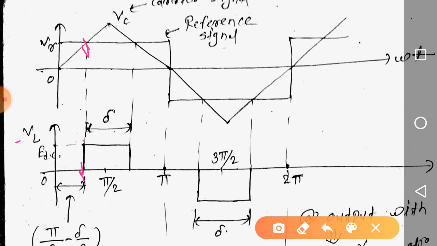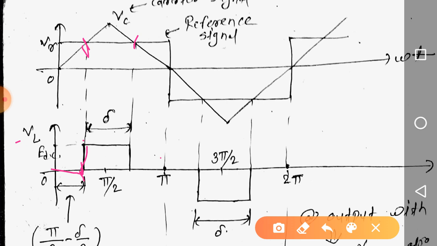And when VC is less than VR, trigger pulses are not generated, means your switches S1, S2, S3, S4 all will be in the off state, so that's why output voltage will be 0. When VC is greater than VR, output voltage is non-zero, that is EDC. So switches S1, S2 will be turned on at this instant, and will continue in the on state till VC is greater than VR.